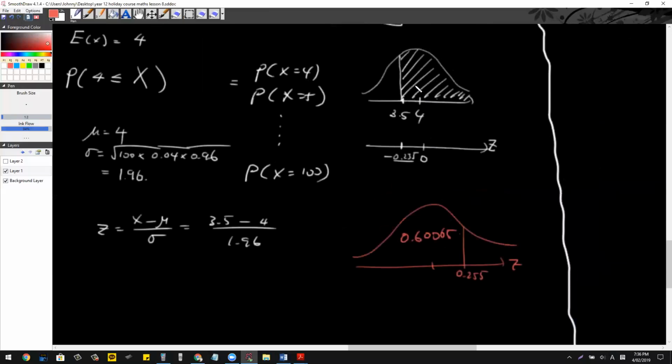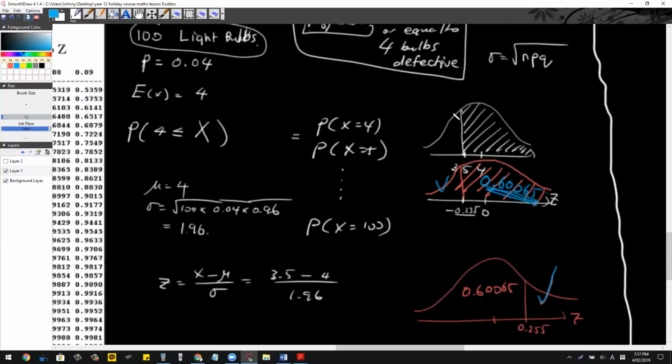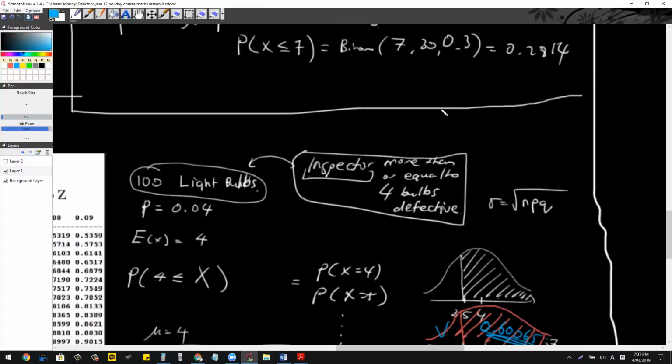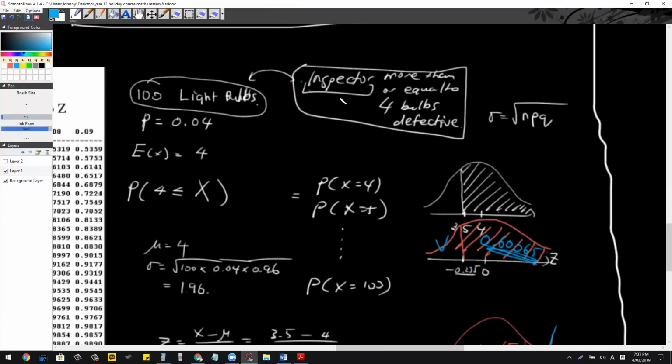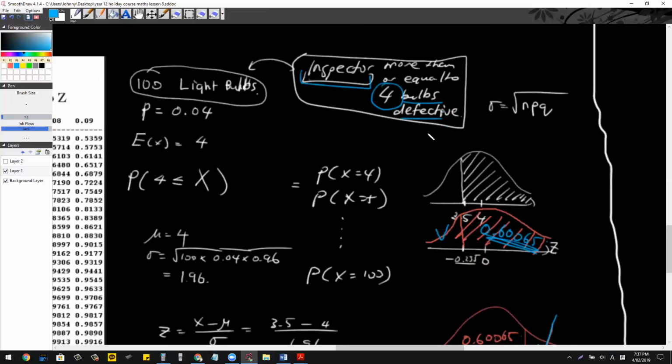Okay, so I think that area here, wouldn't that be the same thing? This area here is the same as this area here, because that's 0.255, that's also 0.255. It's symmetrical. So this area here must be 0.60065. So that means there is a 60% chance. So that's very dangerous, right? This inspector finds more than 4 bulbs defective.